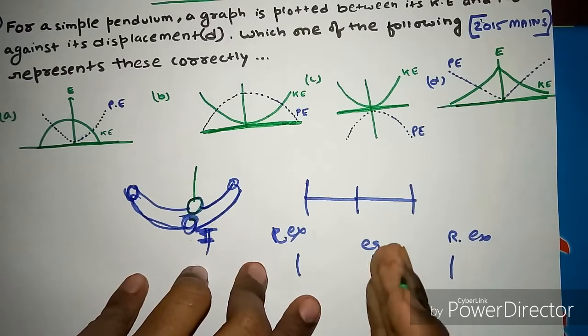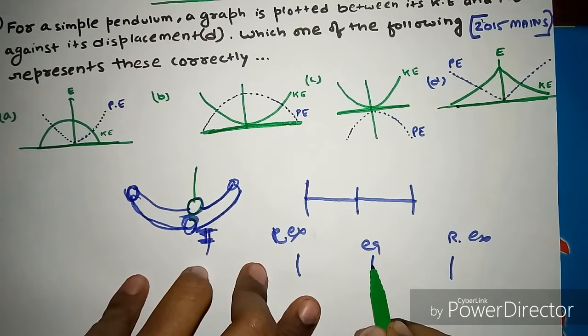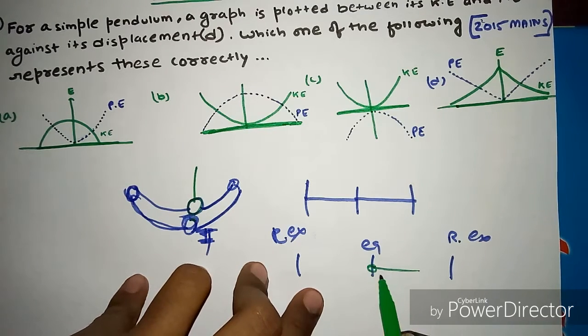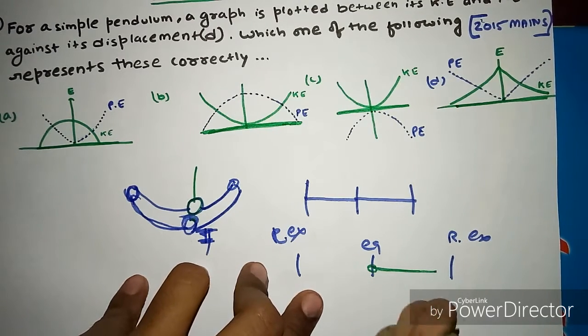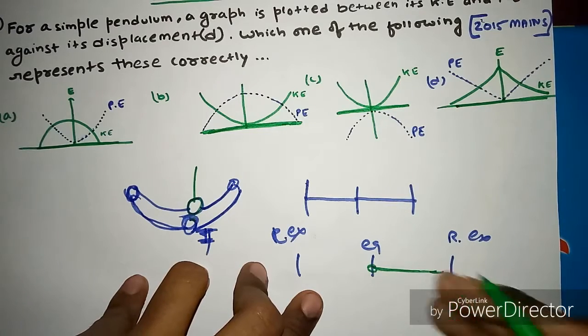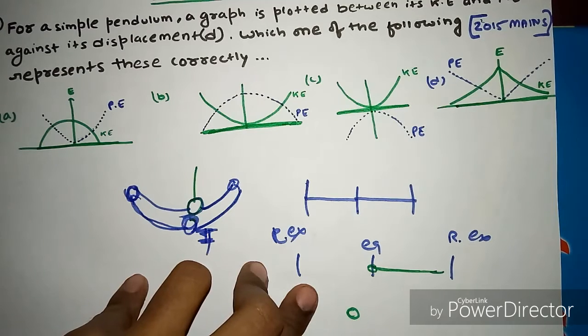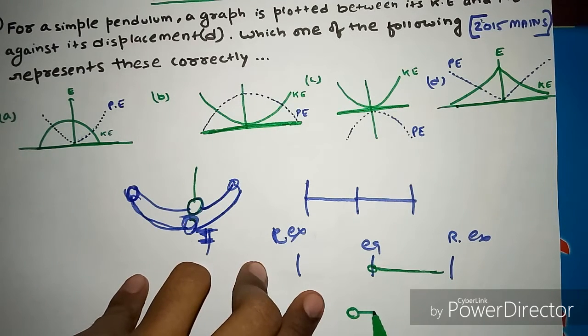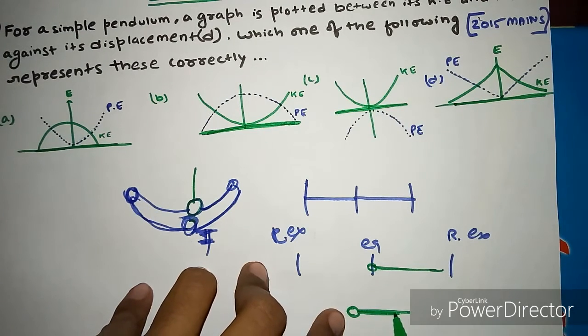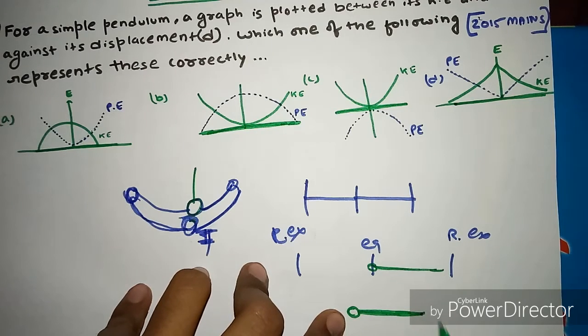When it performs SHM, we know that when the displacement is increased, the acceleration in the opposite direction increases. If the ball starts SHM from here, it goes in this direction. As the distance is increasing, the acceleration in the opposite direction increases.